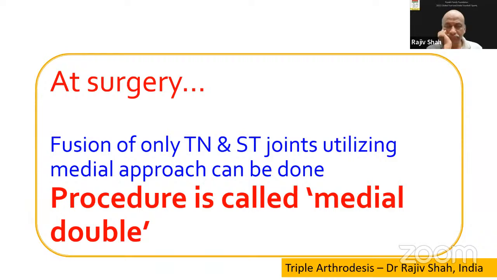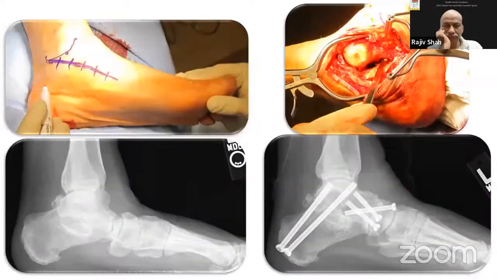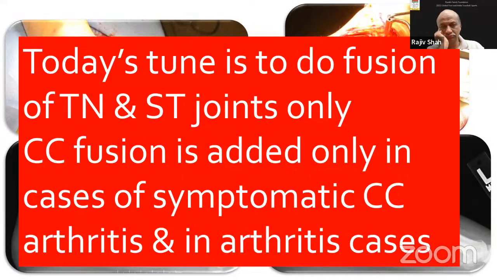At surgery, fusion of only the talonavicular and subtalar joints utilizing a medial approach, which is called the medial double procedure, can be done. And this is probably today's take-home message. Look at this case where, through a medial incision, talonavicular and subtalar fusion was done. Today's message is to do only fusion of the talonavicular and subtalar joint.